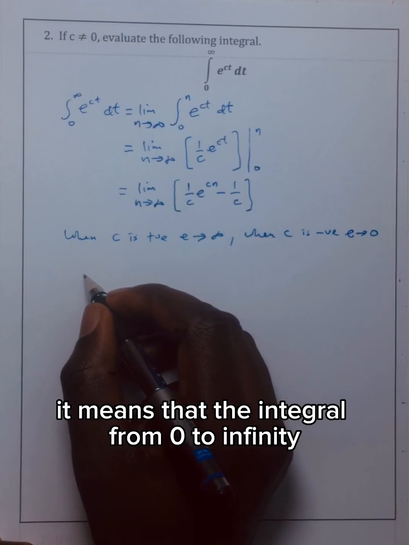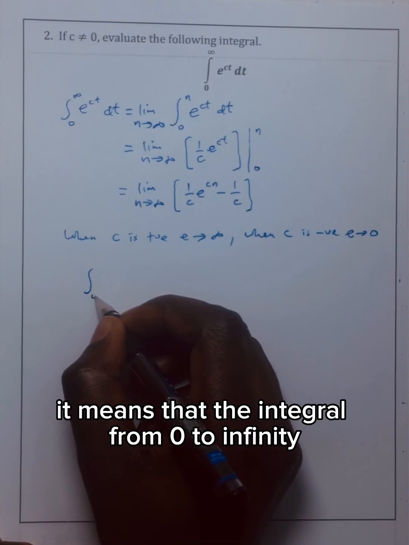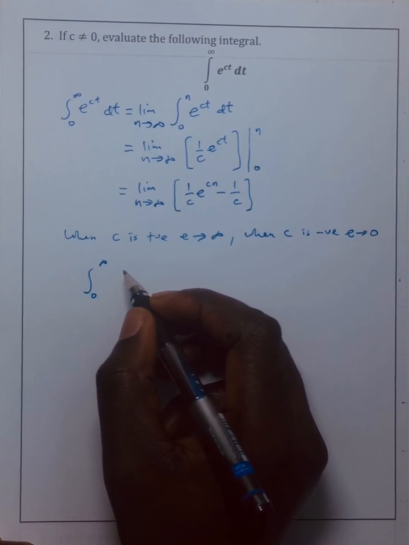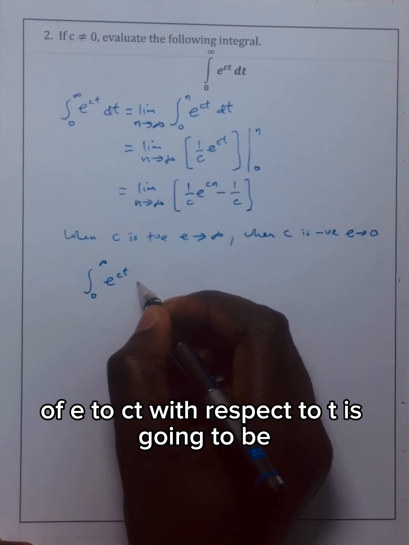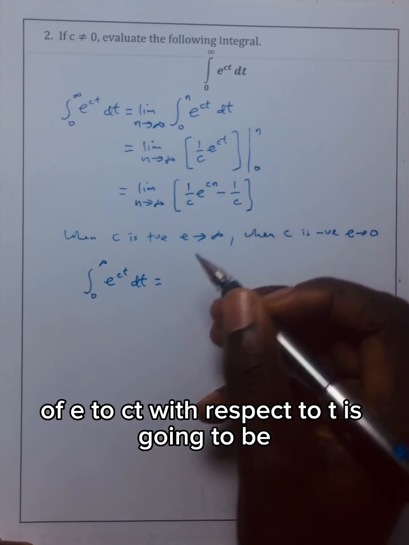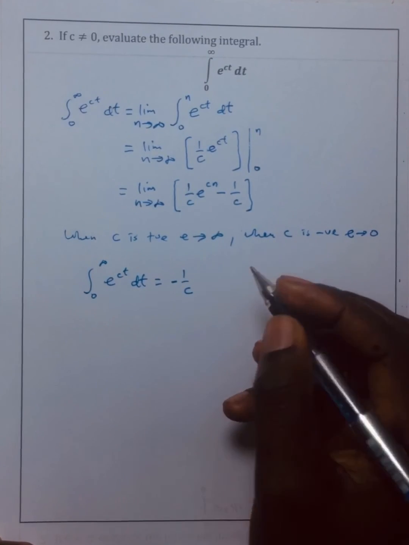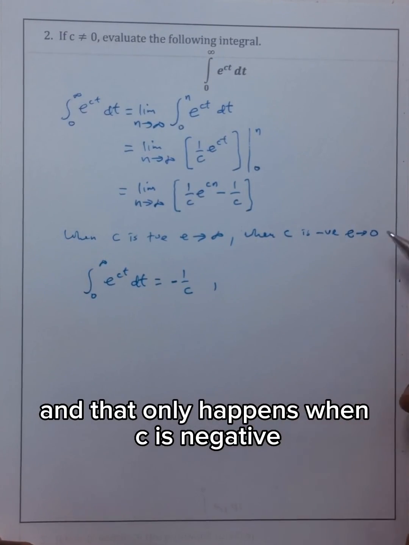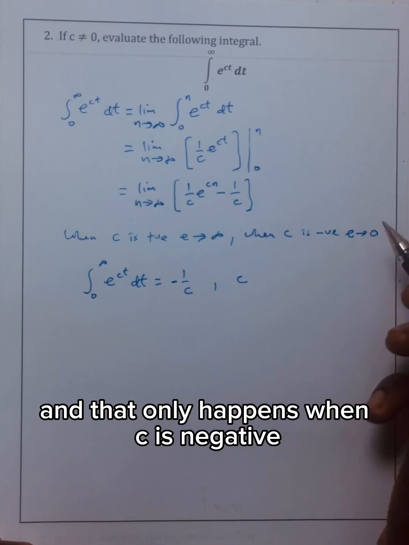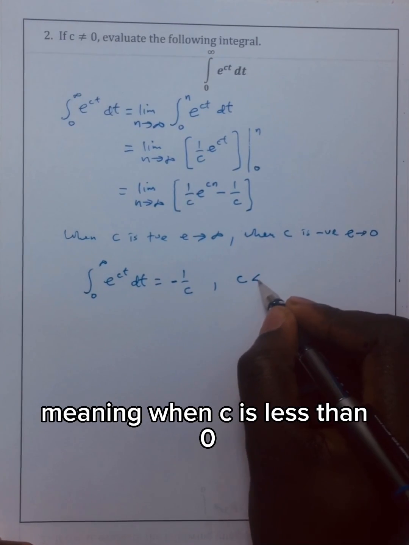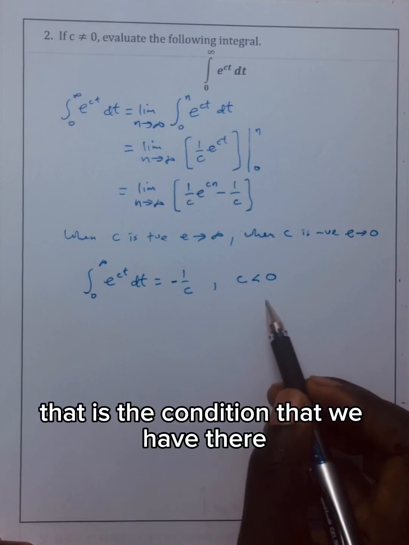So it means that the integral from 0 to infinity of e^(ct) with respect to t is going to be negative 1 over c, and that only happens when c is negative, meaning when c is less than 0. That is the condition that we have there.